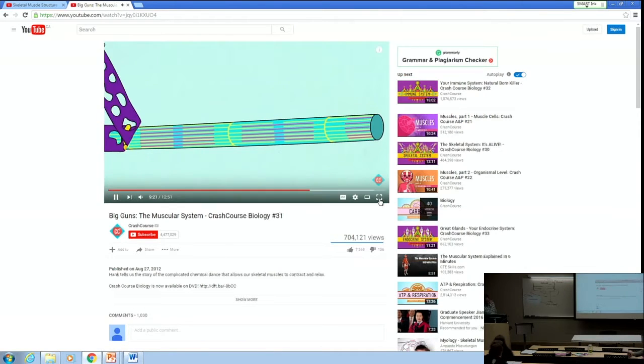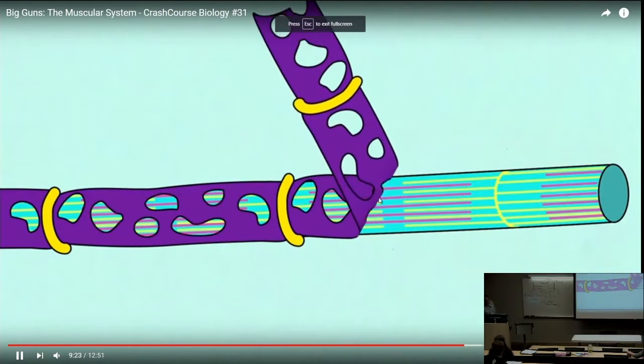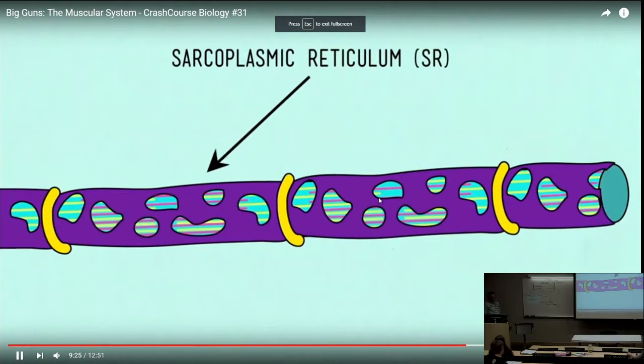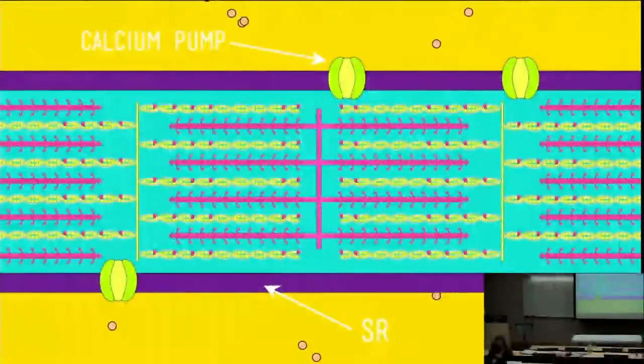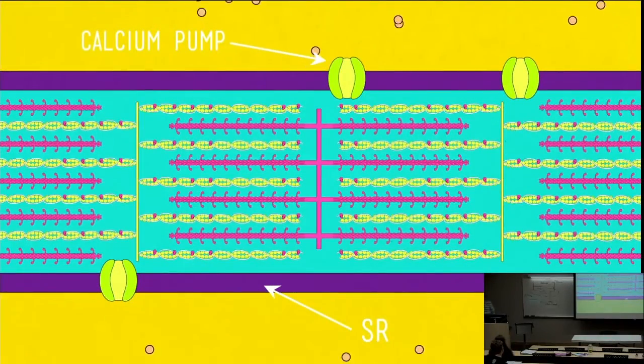This is done by a specialized version of the smooth endoplasmic reticulum called the sarcoplasmic reticulum, or SR. It's wrapped around each sarcomere and it's studded with calcium pumps. These pumps are constantly burning up ATP to create a high concentration of calcium inside the SR. And of course, whenever you create a concentration gradient, you know it's going to get used.